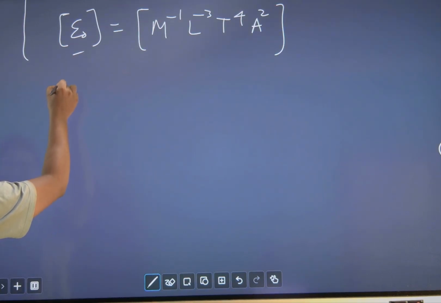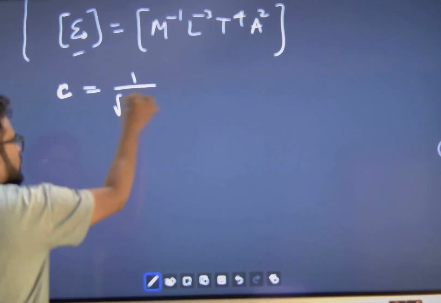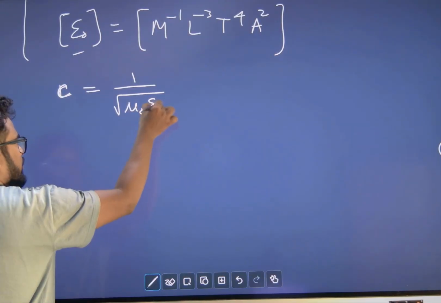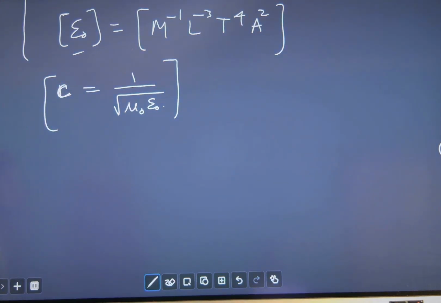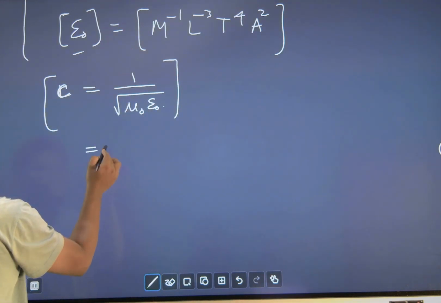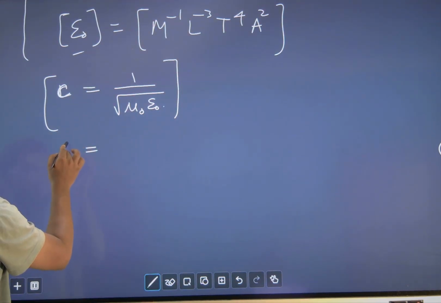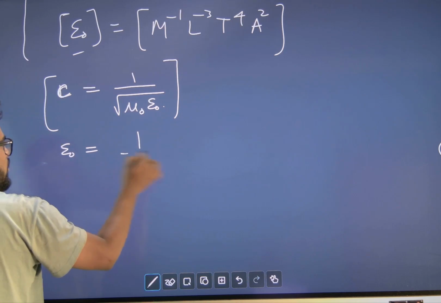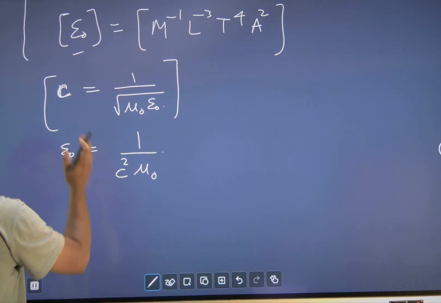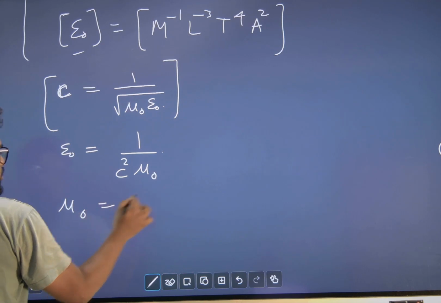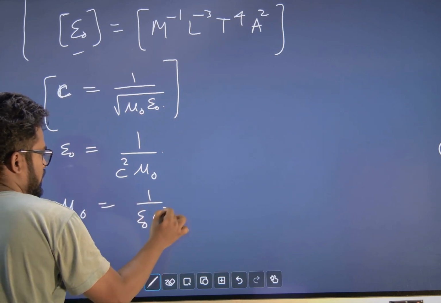If you talk about the speed of light, c in vacuum, it is given by 1 upon root over mu naught epsilon naught. Okay, important relation. Speed of light in vacuum is given by 1 upon root over mu naught epsilon naught, where epsilon naught is the permittivity of free space and mu naught is the permeability of free space. So squaring both sides, mu naught is basically what we need. So mu naught is 1 upon epsilon naught c square.